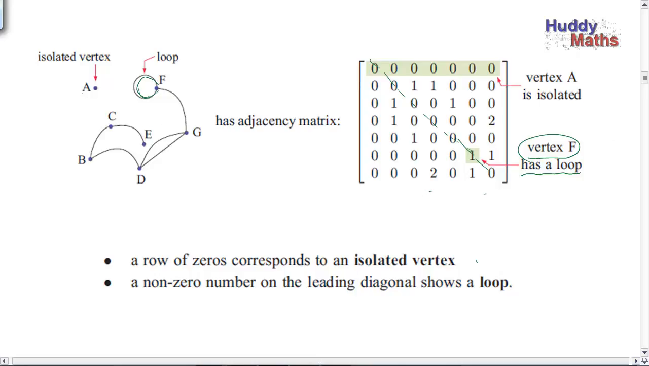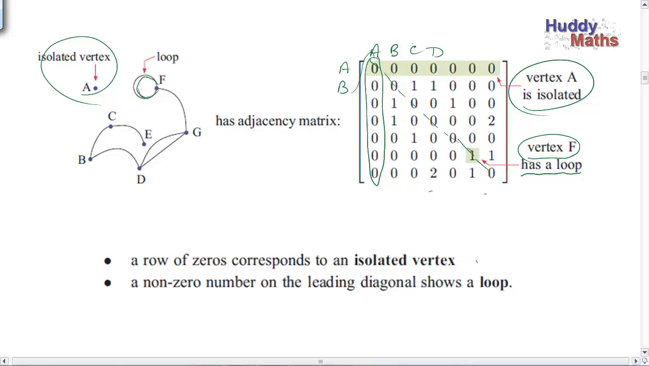Notice here, the other one over here, this isolated vertex. If a vertex is isolated, that means A to A would be nothing. A to B, C, D, get nothing. And also, going into A, B to A. So this column here would mean it's isolated both ways. You can't get out from A and you can't get into A. So just think about that one.